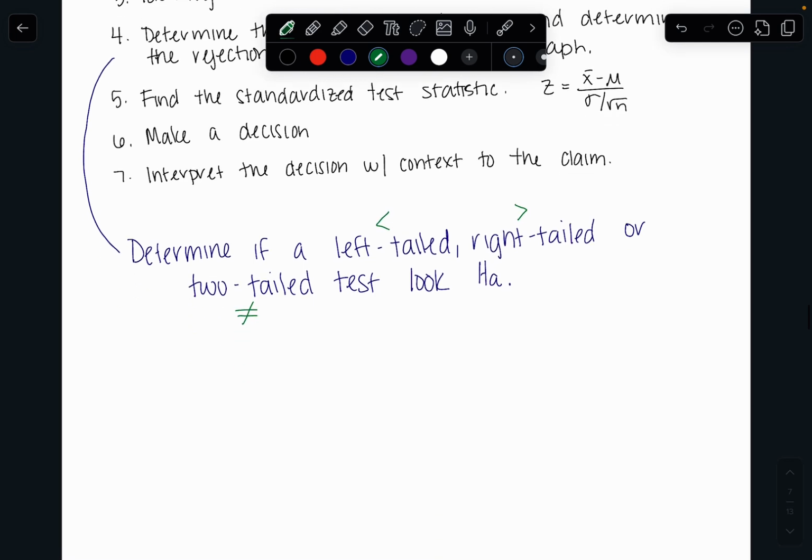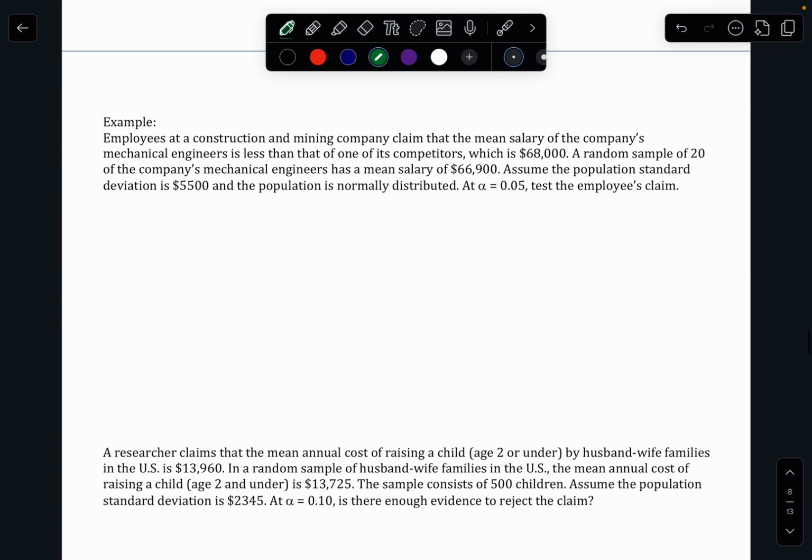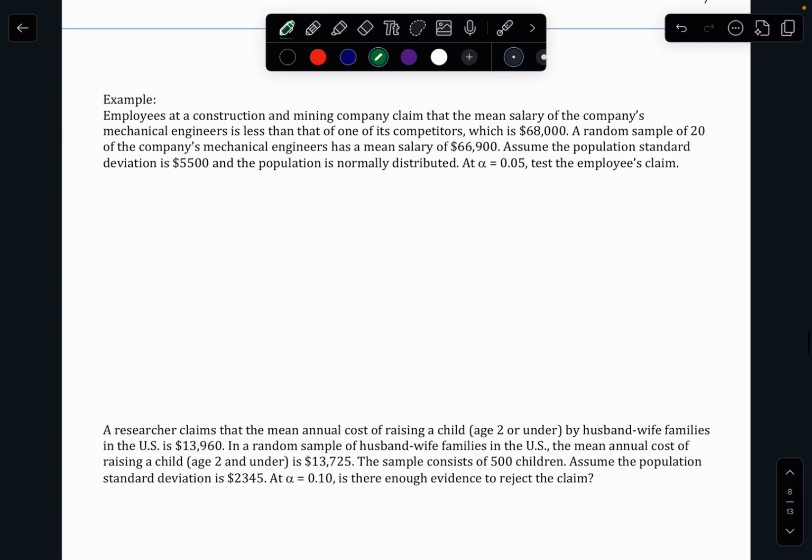So, now if we go and look at this first example: employees at a construction and mining company claim that the mean salary of the company's mechanical engineers is less than that of one of its competitors, which is $68,000. A random sample of 20 of the company's mechanical engineers has a mean salary of $66,900. Assume the population standard deviation is $5,500 and the population is normally distributed. At alpha equals 0.05, test the employee's claim.